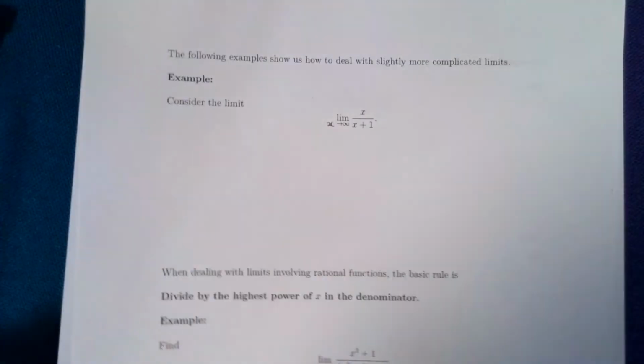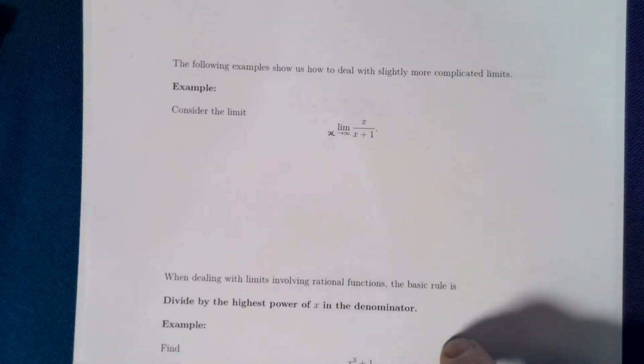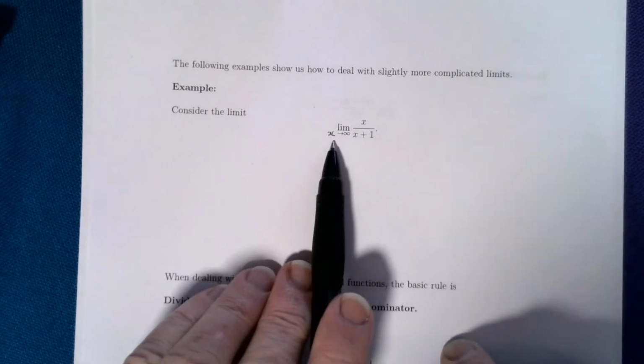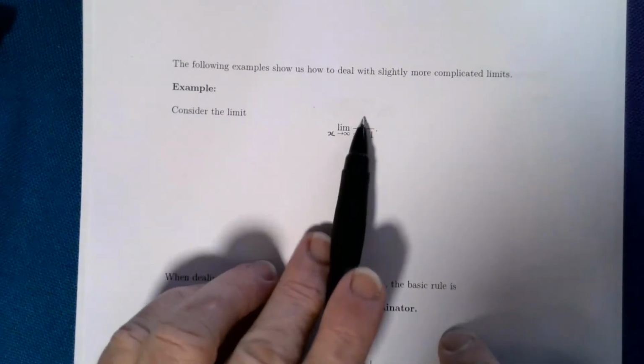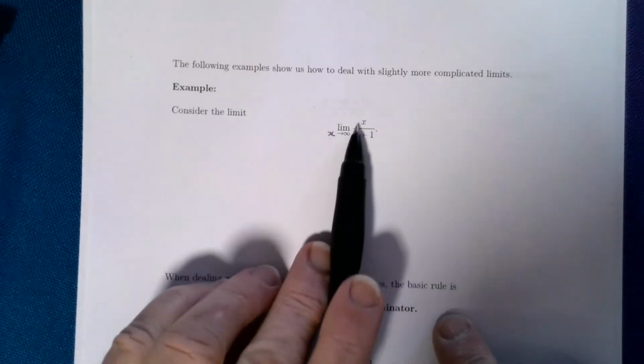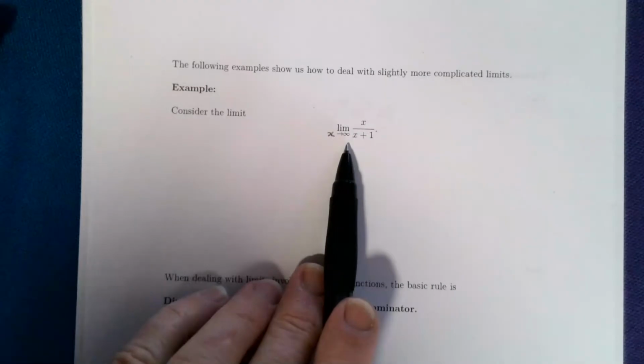So I'm going to just begin with a nice, fairly simple example. I'm going to show a couple of examples of how to deal with these slightly more complicated limits, and we're going to begin with a nice simple one. We're going to look at the limit as x goes to infinity of x over x plus 1. That is, what happens to this quantity here as x becomes very, very large.